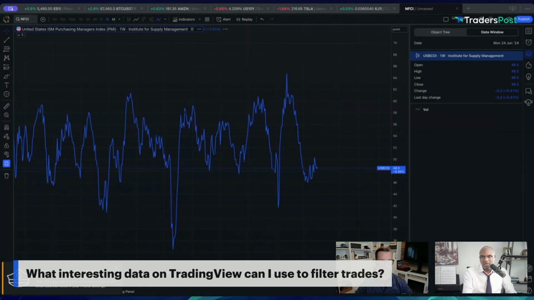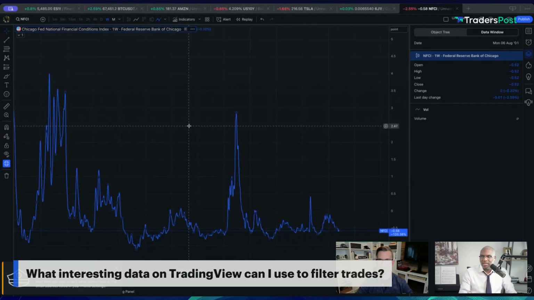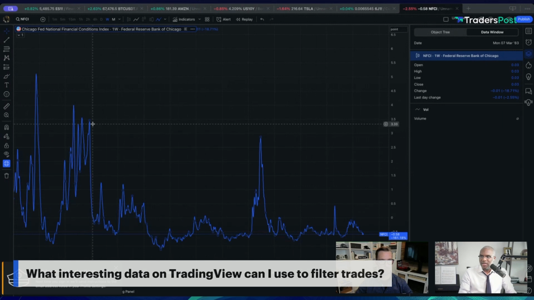But the one I use all the time is the NFCI, the financial conditions index. You mentioned that one. It's super useful. Whenever the price is heading lower, credit is more free flowing, money is more accessible, and it's bullish for markets. And then the opposite when it goes up. I love that in Pine Script in TradingView, I can filter certain signals accordingly.